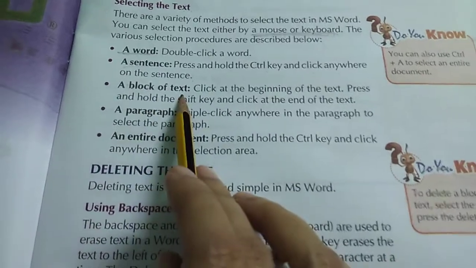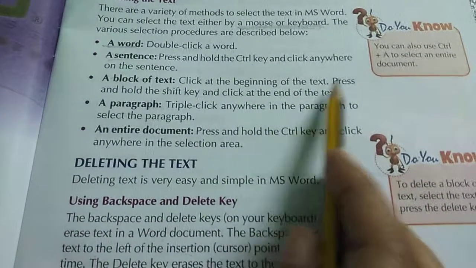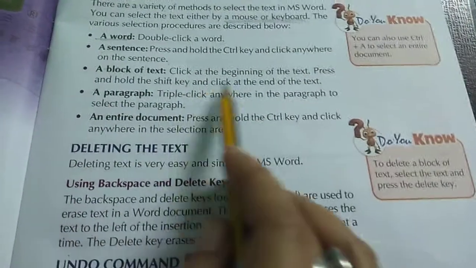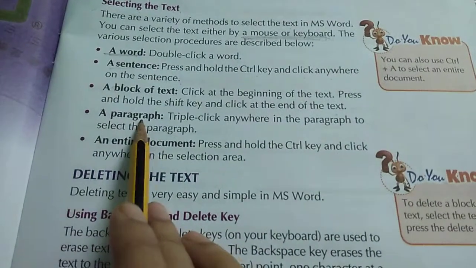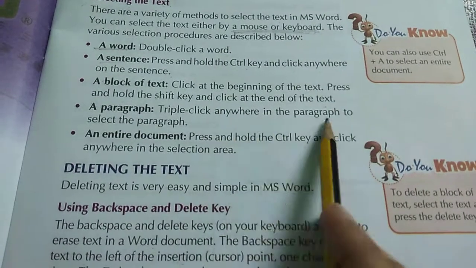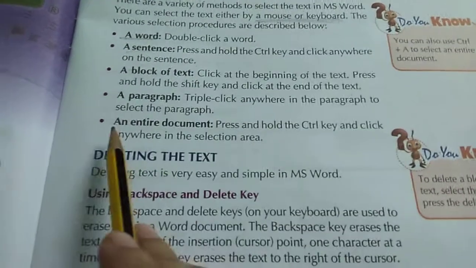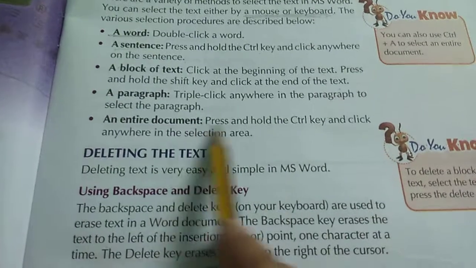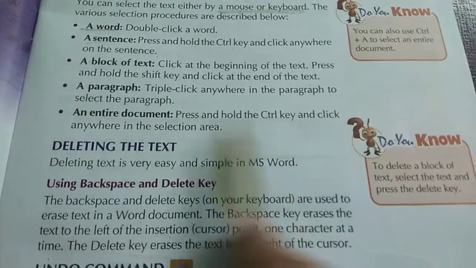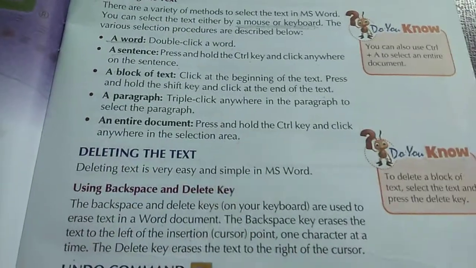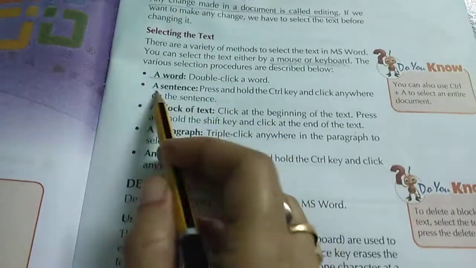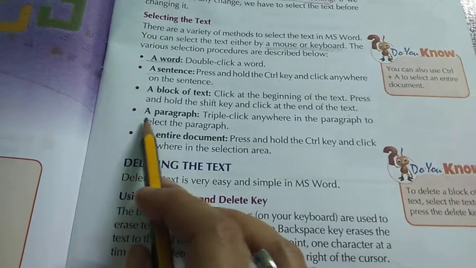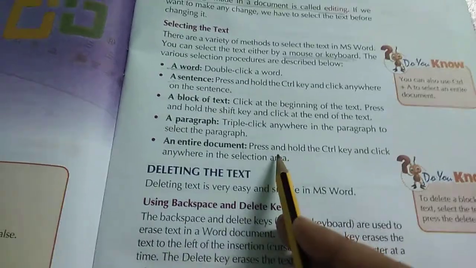A block of text, click the beginning of the text, press and hold the shift key and click at the end of the text. A paragraph, triple click anywhere in the paragraph to select the paragraph. Entire document, the whole document, press and hold the control key and click anywhere in the selection area. Okay, this is for the entire document. So this is for a word, sentence, block of text, paragraph, and for the entire document. These are the things. How will you select?